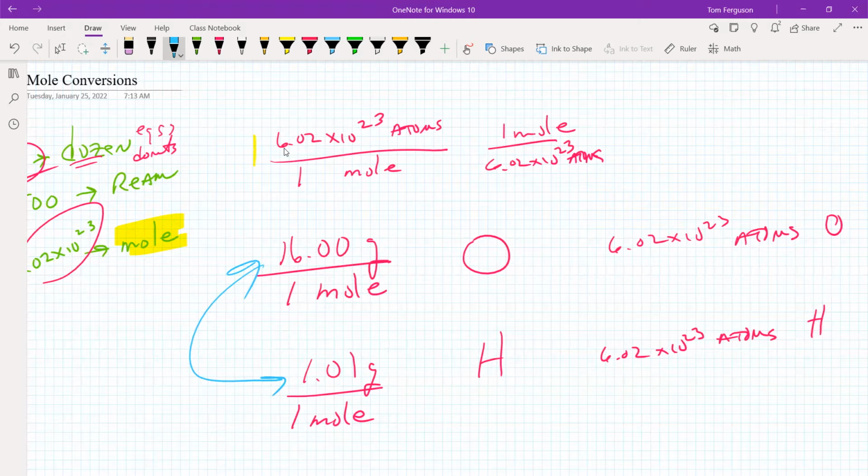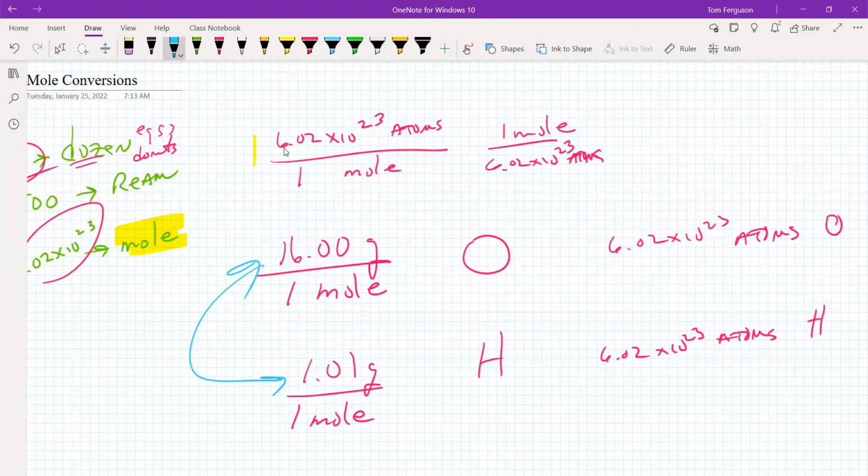So if we took a dozen oxygen atoms and a dozen hydrogen atoms, they're also not going to weigh the same. Why? Because oxygen is not the same as hydrogen. Oxygen weighs more per atom than hydrogen because it's got more stuff in it. It's got more neutrons, protons, and electrons in it. So every atom is going to be different in terms of grams per mole.